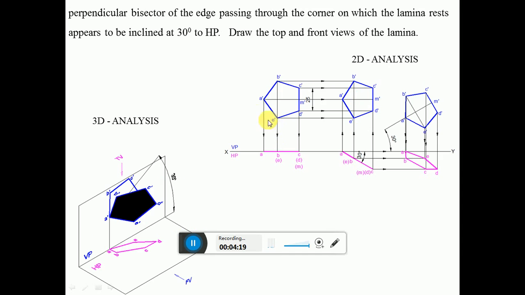The perpendicular bisector of the edge passing through the corner on which the lamina rests appears to be inclined at 30 degrees to HP. Since he says it appears, that means it is the apparent length or apparent inclination. So he has given the apparent inclination here, which is inclined at 30 degrees to HP. Always remember that whenever you have appears, we have to take the apparent inclination.